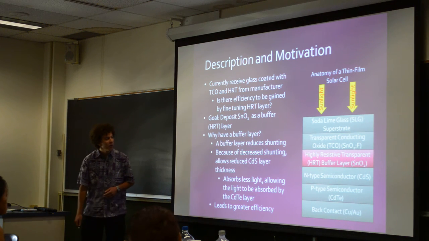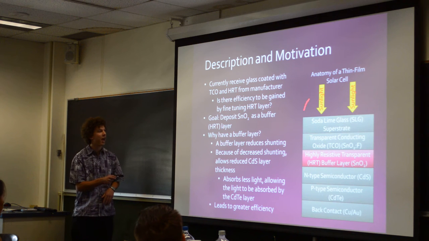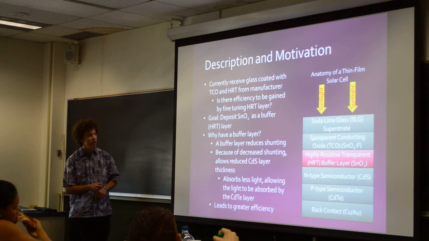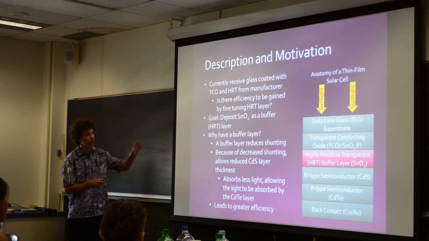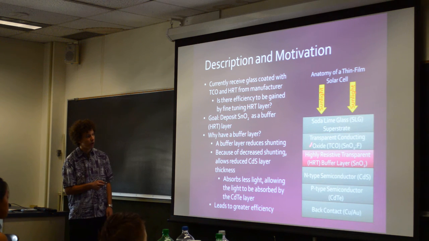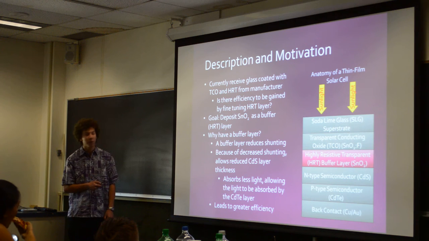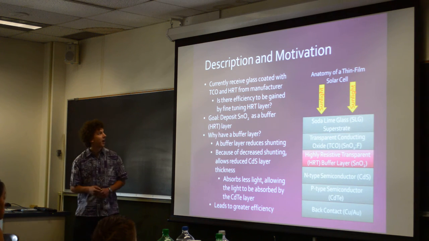And I know we've gone through this 1,000 times, so I'll just zip through our anatomy of a thin film solar cell. You have sunlight coming from the top, your glass, your TCO, which is actually comprised of multiple parts. If you split that into its respective parts, then you also have the HRT buffer layer, which stands for highly resistive transparent. And that's the layer that I was working on. And then you have your P-N junction and your back contact.